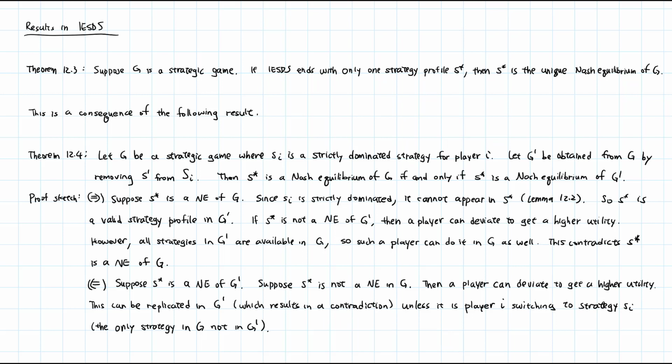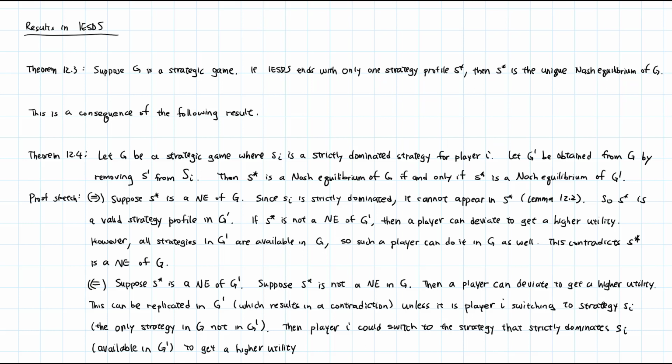Now Si is a strictly dominated strategy. So player i could switch to the strategy that strictly dominates Si, which is available in G prime. And that will give the player a higher utility in G prime. This contradicts the fact that S star is a Nash equilibrium in G prime. And that completes our proof sketch.